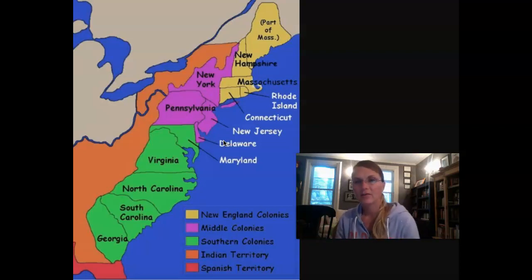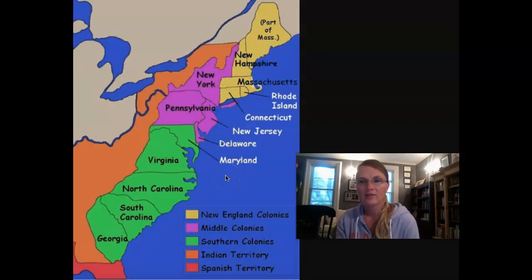Some of these areas they took over or came to first and settled them, and some of these areas, like the middle colonies here in New York and Pennsylvania around the Hudson River, originally were Dutch colonies that England ended up taking over until they basically ruled the whole eastern coast of what is now the United States.